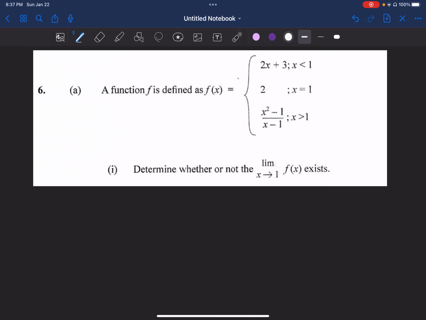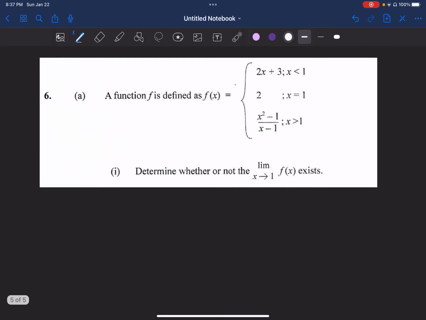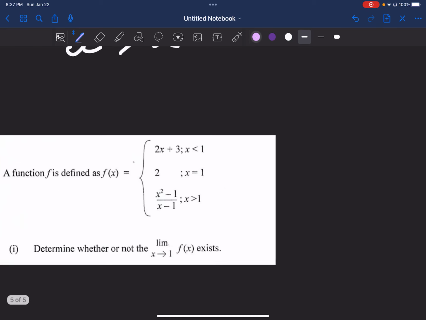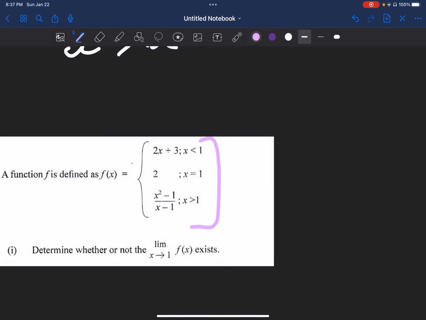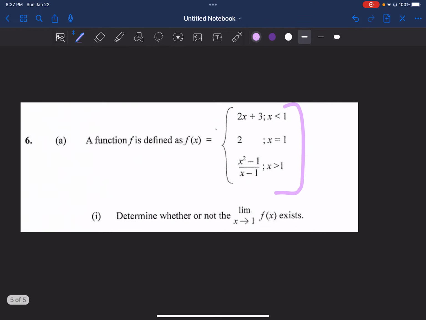A function f is defined as the following. What we want to do is determine whether or not the limit of f of x as x tends to 1 exists. So does this limit exist? Let's find out. You see there are three borders here. Let me use another color so I can show. Three things here. Now this might trick people. Well, I believe this is how you do it.